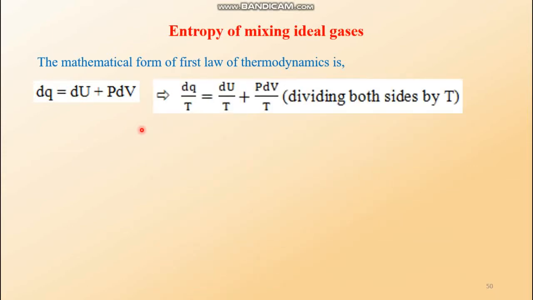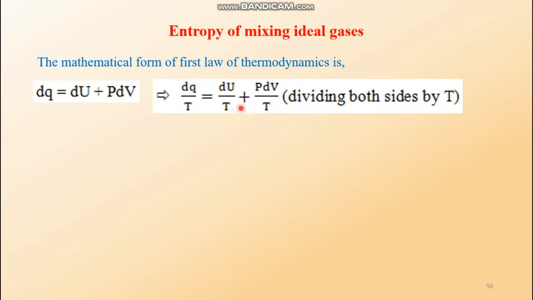Both sides now are divided by temperature T. This expression dq by T is actually the change in entropy if this overall heat change is a reversible process. If this heat change is not a reversible process, then it is not equal to dS; then dS becomes greater than dq by T. This is the Clausius inequality. But according to the second law of thermodynamics, if the overall heat change is reversible, then dq by T is dS. So in the left hand side, we put dS.